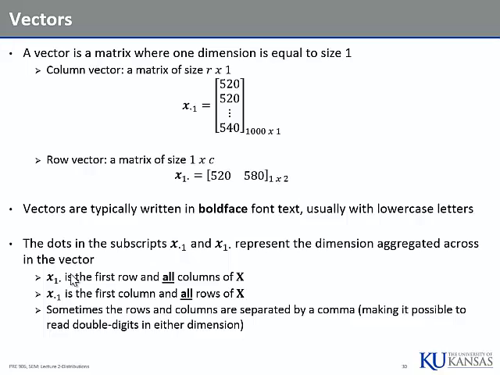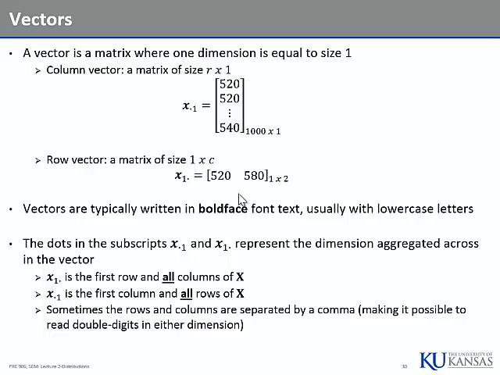Alternatively, a row vector is one of the rows. Right? This is the first person's data. This is their SAT verbal and SAT math. It's size 1 by 2. There's 1 row and 2 columns to it.